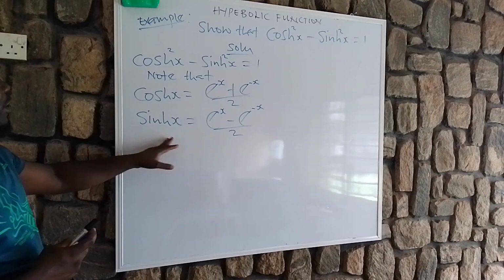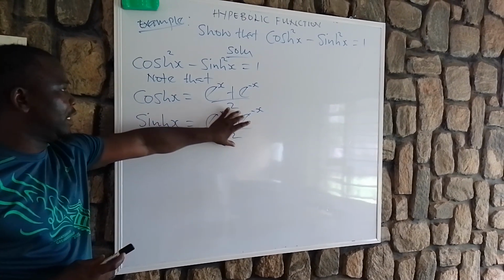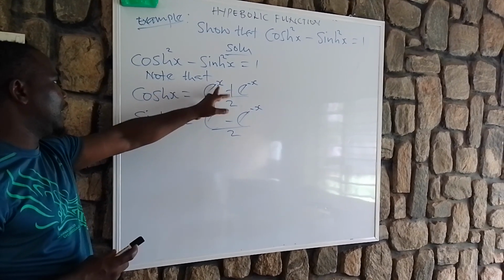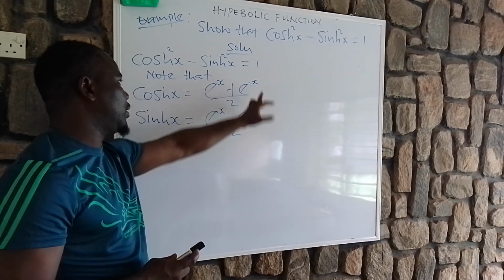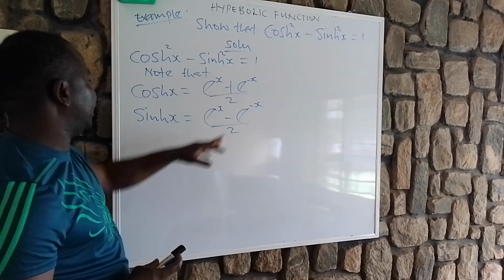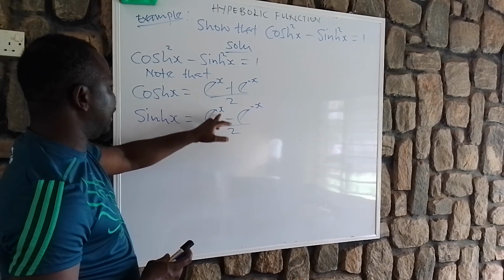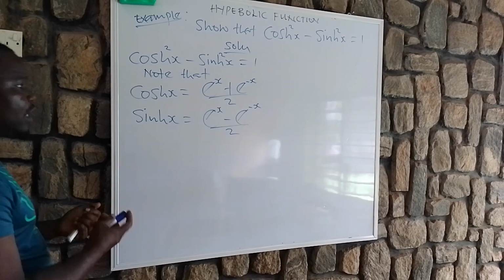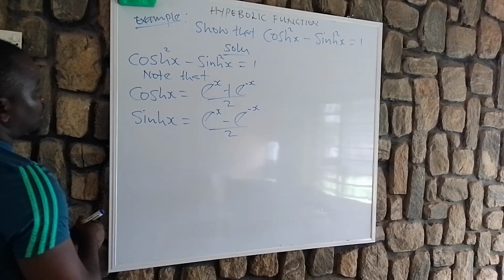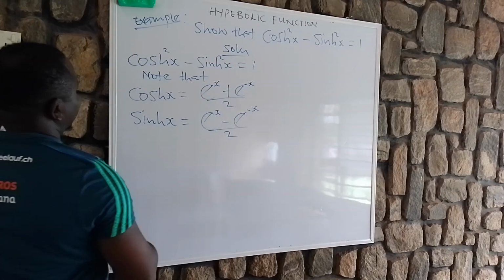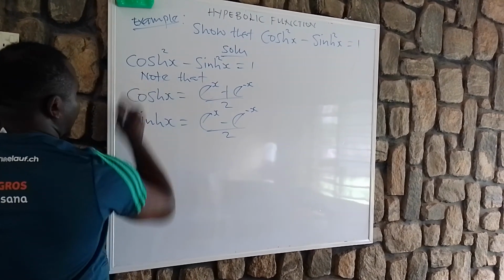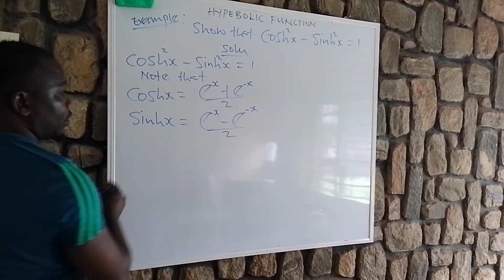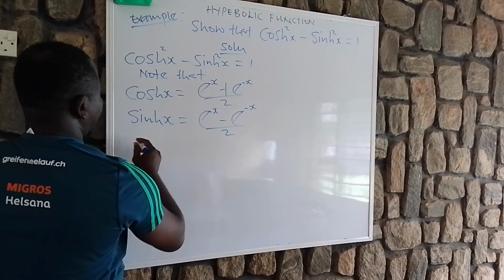How? It means instead of this, you are going to write this in the equation. So instead of cosh x, you write exponential x plus exponential minus x all over 2. Instead of sinh x, you write exponential x minus exponential minus x all over 2. So let's do it together. Note that cosh x is squared. So take note of that. Is that clear? So let's write it.